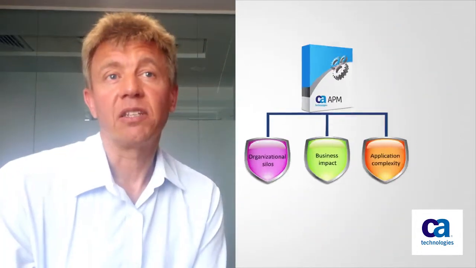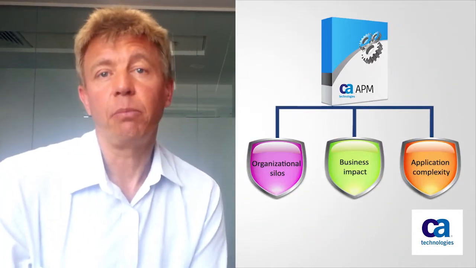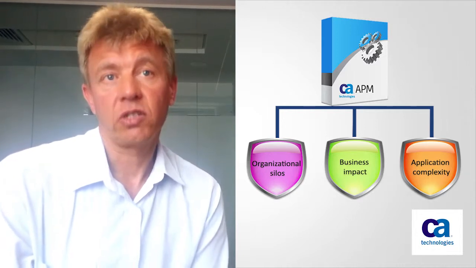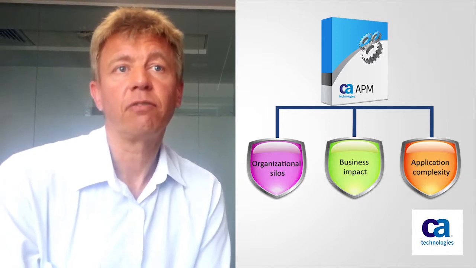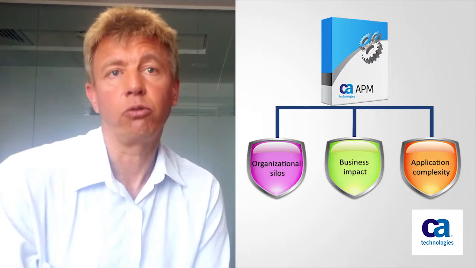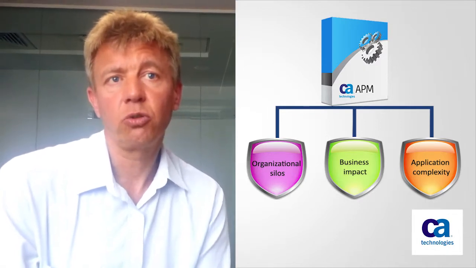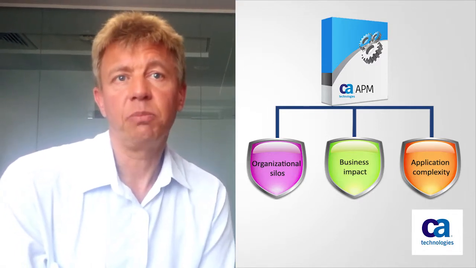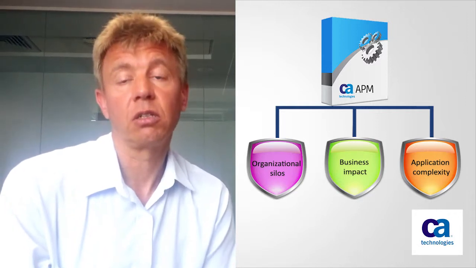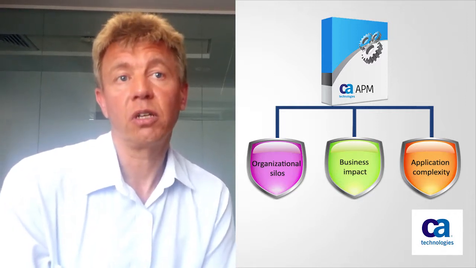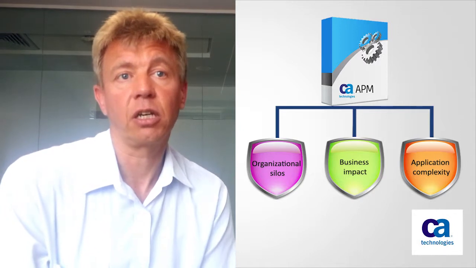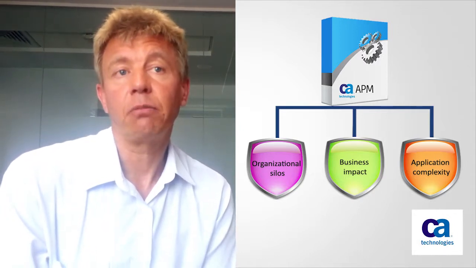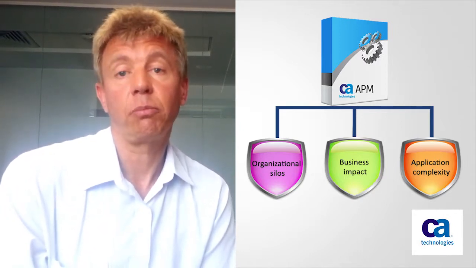So in order to realize the maximum value from an investment in APM, make sure that you set up the APM process and identify the roles that you need to create in your organization. Also ensure that the APM solution provides business value to your organization. And finally, ensure that you understand all the components of your application architecture and identify the right metrics to monitor and manage your application.